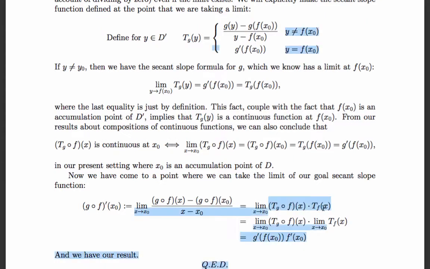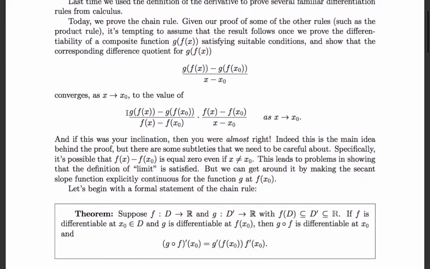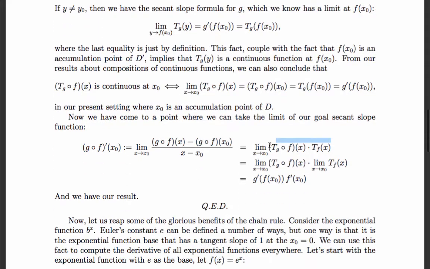Which, by the way, this product here is almost the bad idea that we started out with. Essentially, this: the secant slope function of g evaluated at f of x and f of x naught. That's essentially what we have here, except that we made it continuous at the point where f of x equals f of x naught.